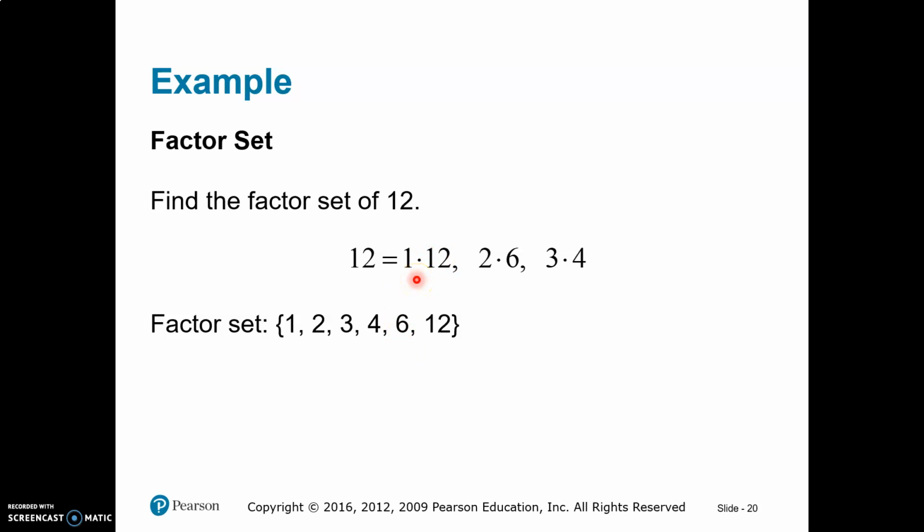Once again, factors are those numbers that get multiplied. In this case, we look for whole numbers. That's why you see 1 times 12, which is 12, 6 times 2, also 12, and 3 times 4, 12. Therefore, the factors of 12 are 1, 2, 3, 4, 6, and 12.